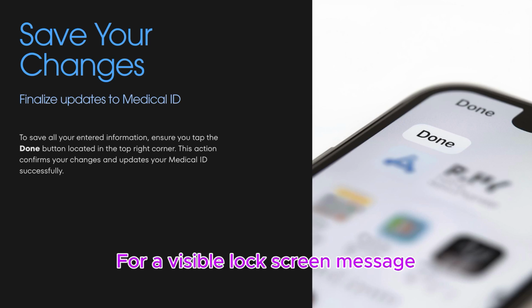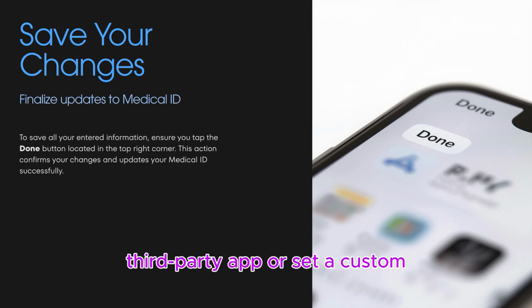For a visible lock screen message, you currently need to use a third-party app or set a custom wallpaper with text edited in.